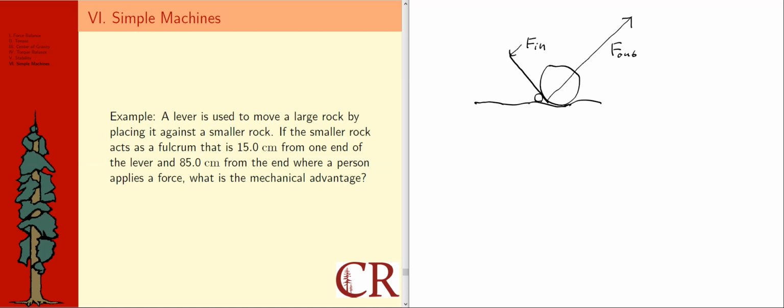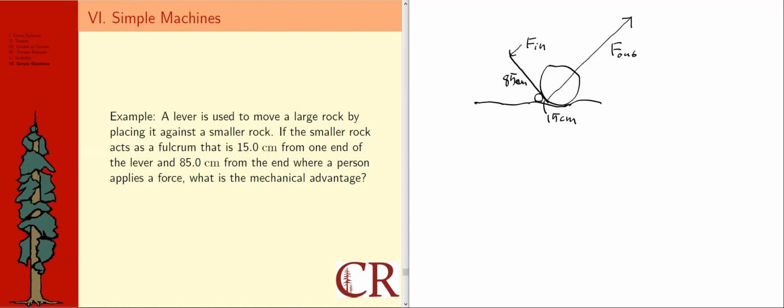So I've already drawn a picture of this situation when we were discussing simple machines and mechanical advantage on the key concepts slide. In this problem, though, I've been given some numbers. I might put the 85 centimeters into this picture, since that's the distance from where this small rock acts as a fulcrum to where I'm applying an input force, and then somewhere in here is the 15 centimeters.